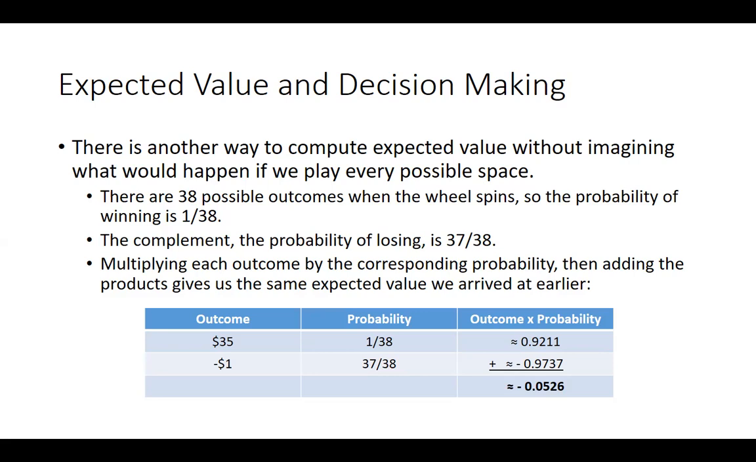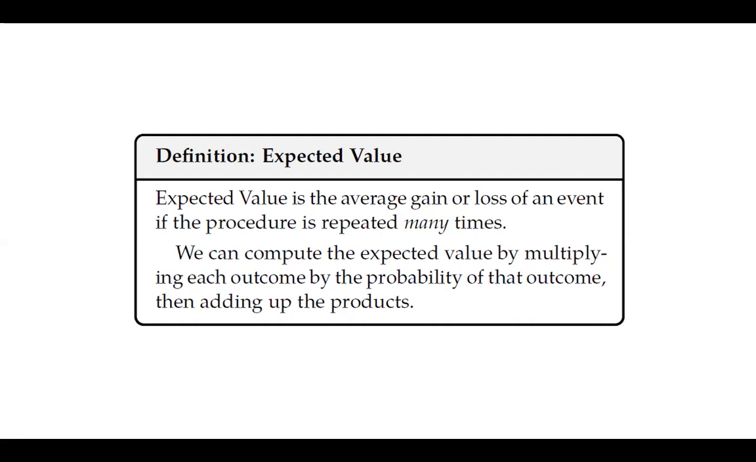So let's define expected value. Expected value is the average gain or loss of an event if the procedure is repeated many times. We can compute the expected value by multiplying each outcome by the probability of that outcome, then adding up the products.